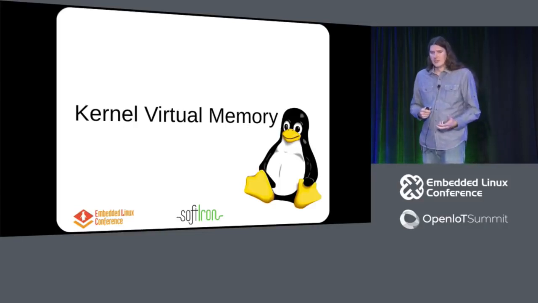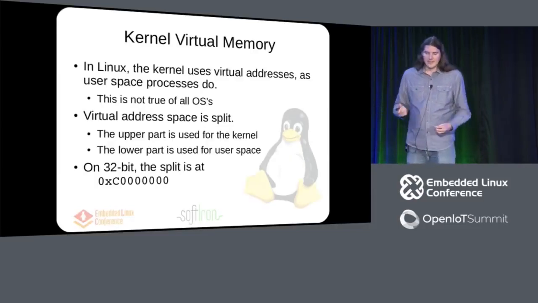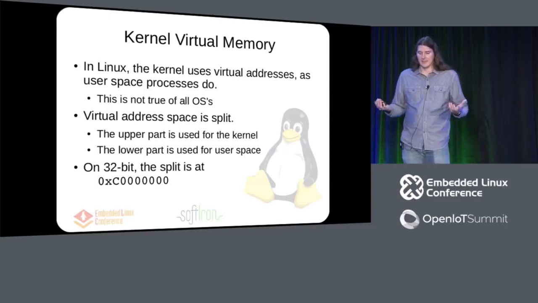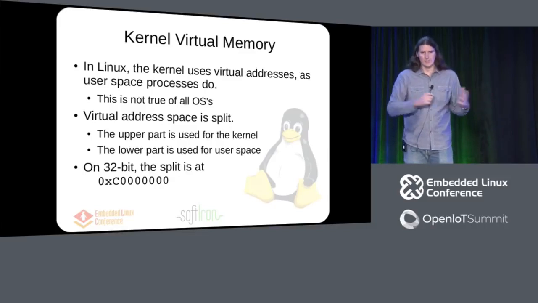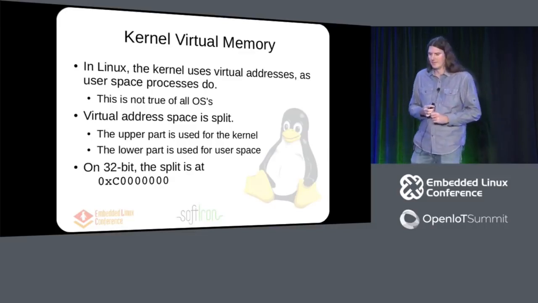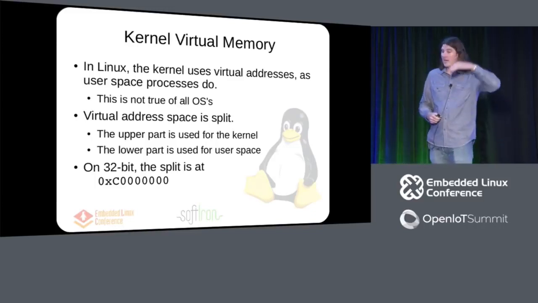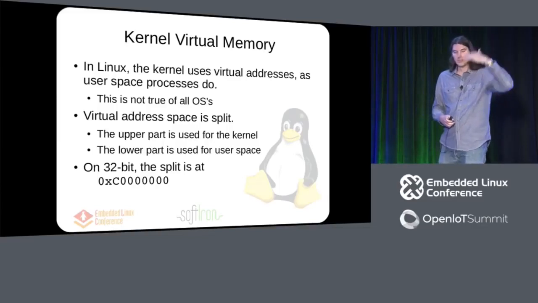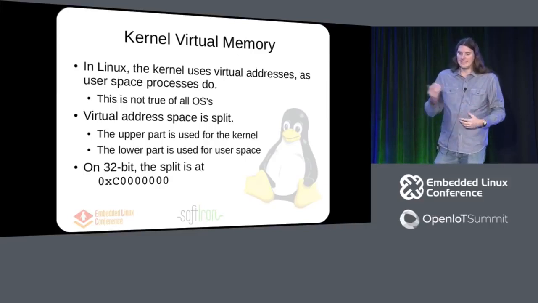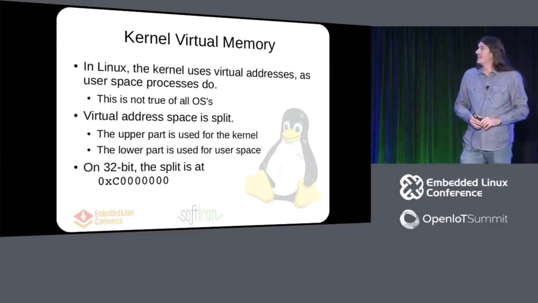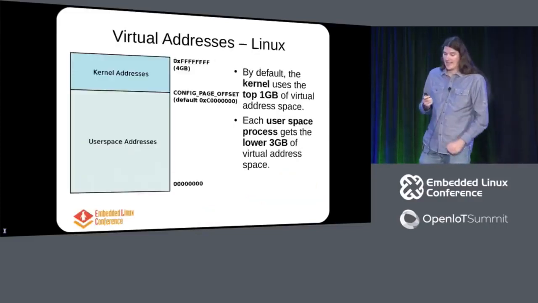So let's talk about virtual memory in the kernel and the different types of memory in the kernel. In Linux, the kernel uses virtual addresses just the same as user space processes do. It doesn't use physical addresses directly when you're in kernel mode or anything like that. Everything is going through the memory management unit. In Linux, the virtual address space is split, so that the upper part is used by the kernel and the lower part is used by user space applications. On 32-bit systems, by default, this split happens at 3 gigabytes. So 3 gigabytes is C in the upper nibble of the address.